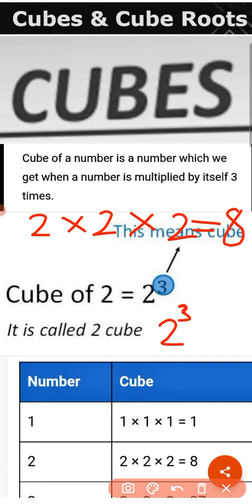That is 2 cube, which means 2 three times. 2 into 2 into 2 is 2 cube. 2 cube is equal to 8. 2 into 2 is 4, 4 into 2 is 8. Okay. So how will we get a cube of a number? When we multiply that number by itself 3 times.